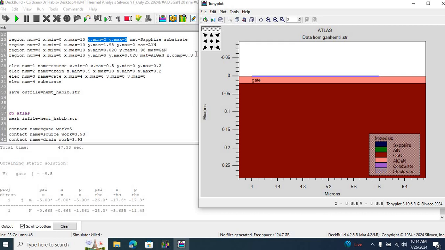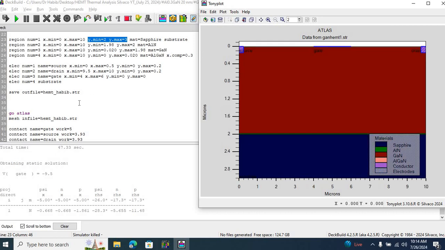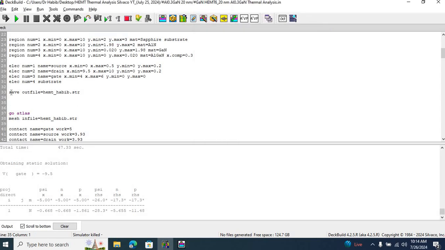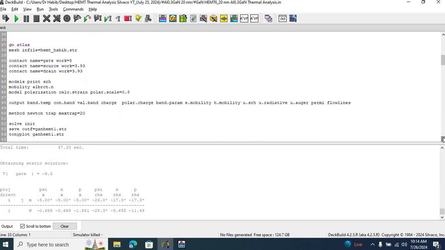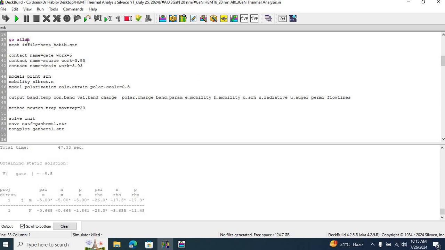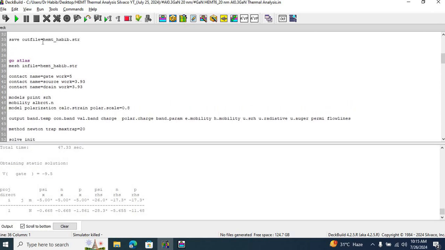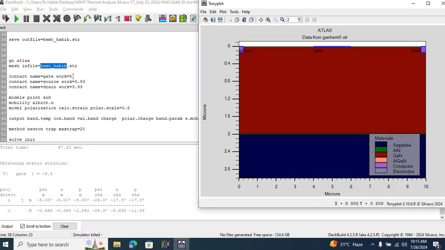Then I have introduced the substrate. Then I save the structure, and I start working in another module of Atlas Silvaco TCAD, where I call the previously saved structure. I've saved it with this name, and I call it in the other module of Atlas Silvaco TCAD. Here I define the work functions for the gate, for the source, and for the drain.